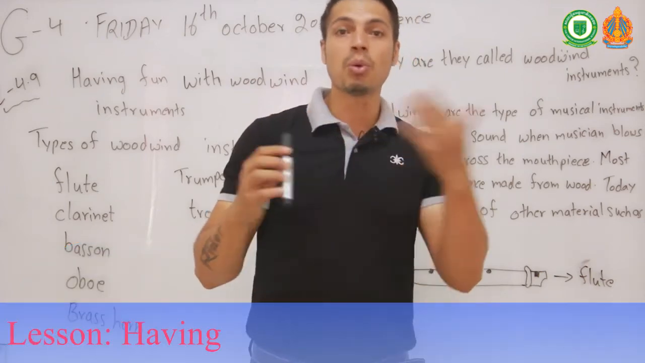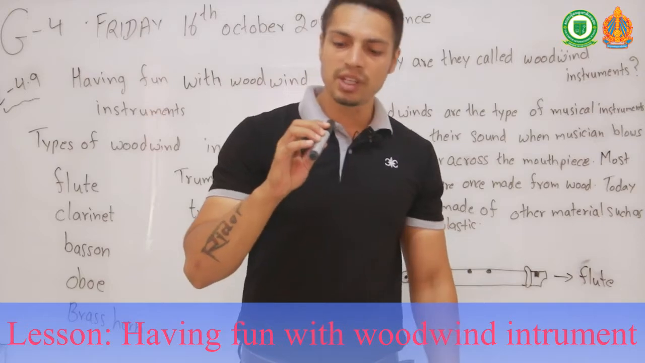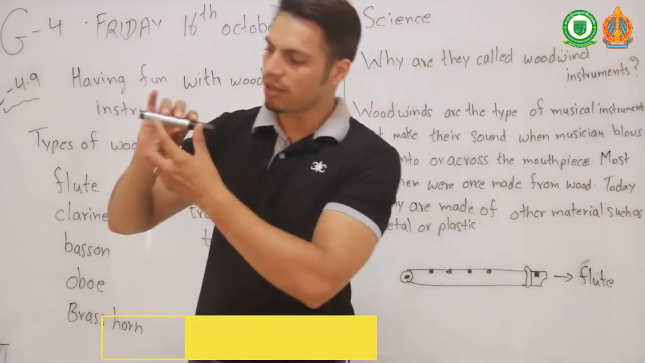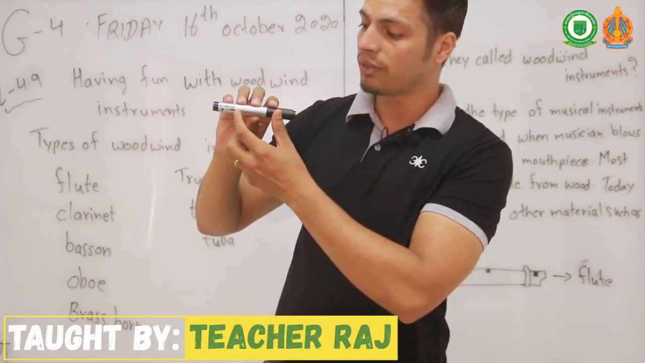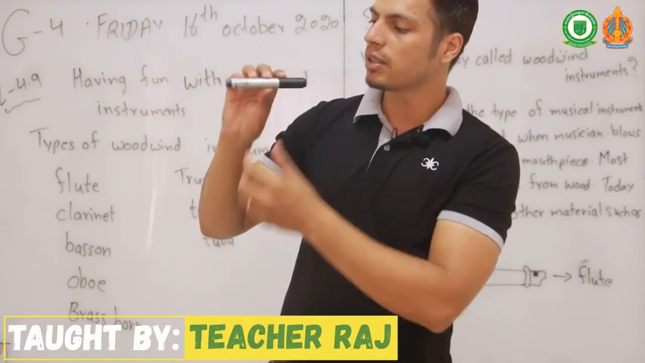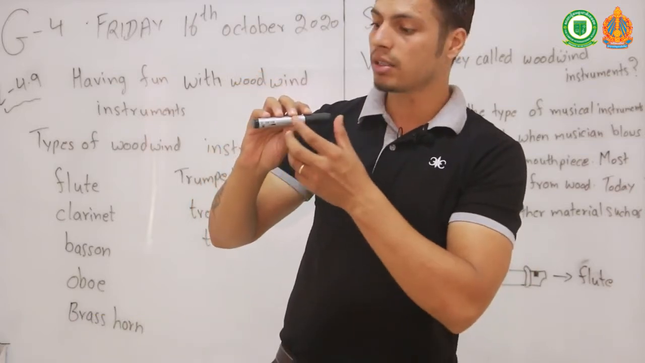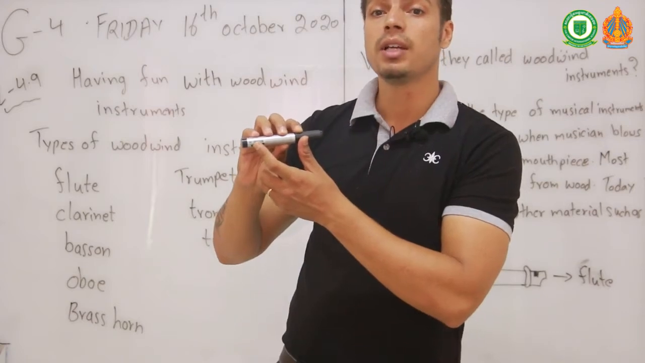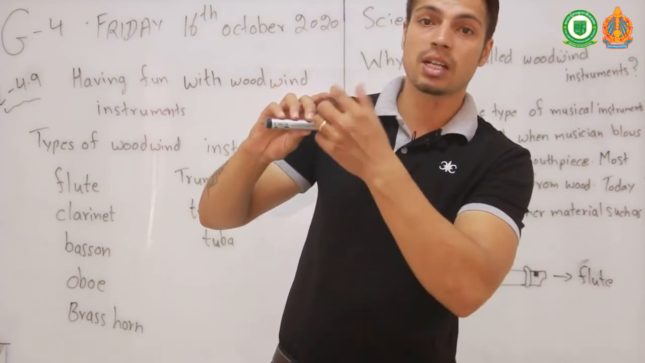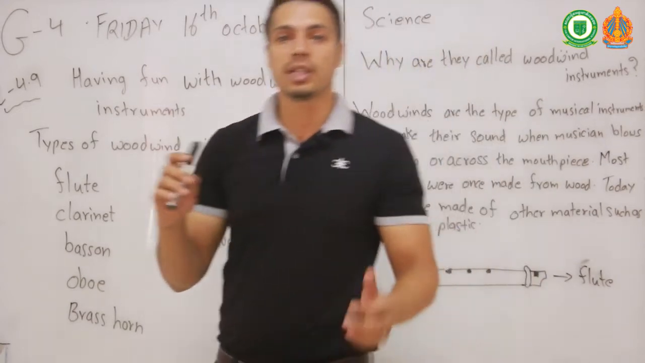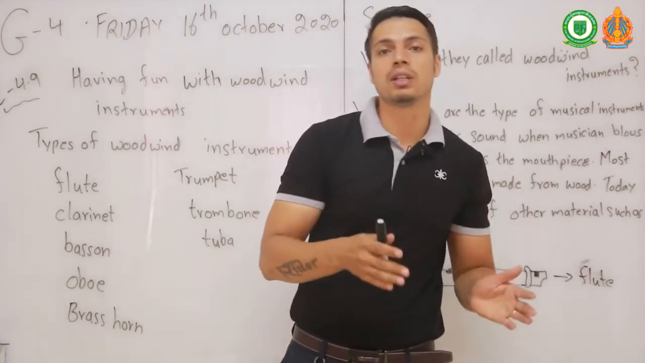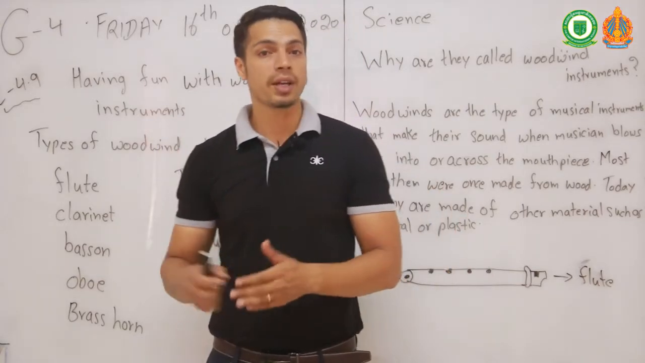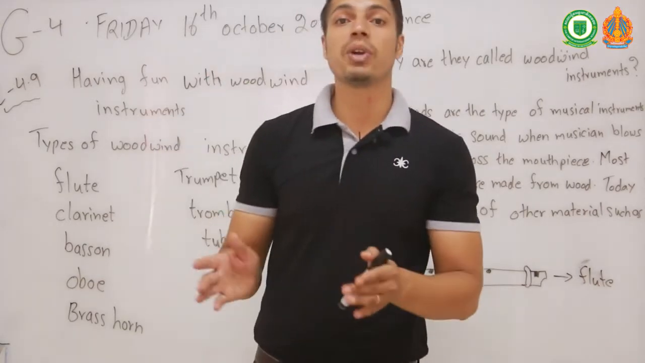So the more length, if they take off this finger, that means the vibration will be longer. If they keep it like this, the air will stay inside the flute, and if they take this one off, air will start coming out from here. That's how they change the pitch of the flute, from high to low, low to high. That's how a woodwind instrument works.